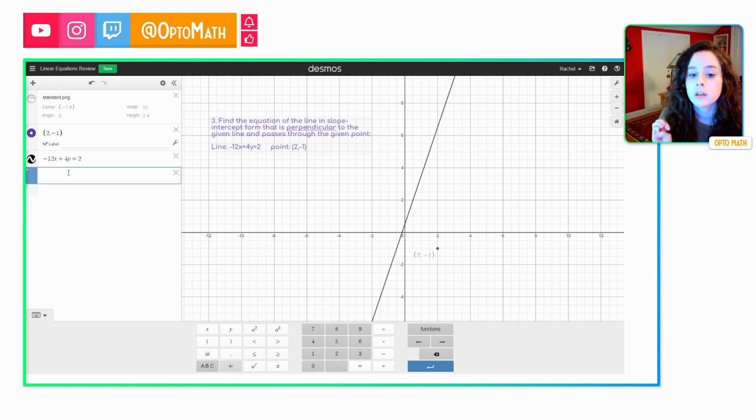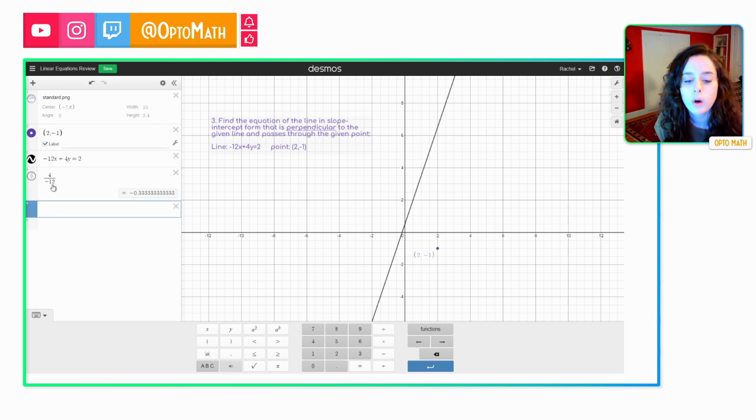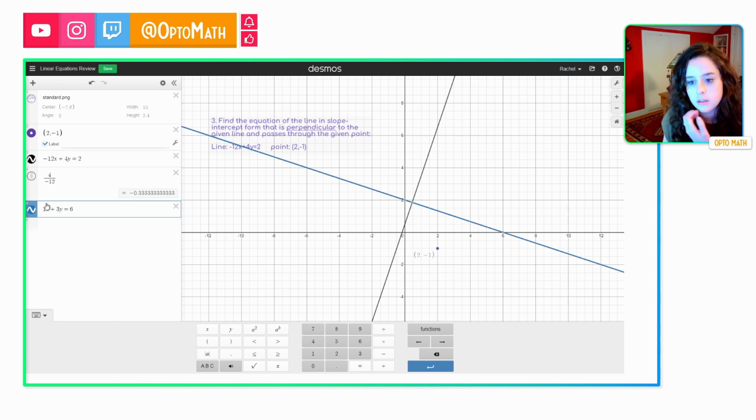So we want our slope to be 4 over -12, which we know is -1/3. So that means we want -a to be on our x, so it's going to be +1x, and then a 3 for our b. And then we're just going to guess and check our c. Let's just put 6. Okay.